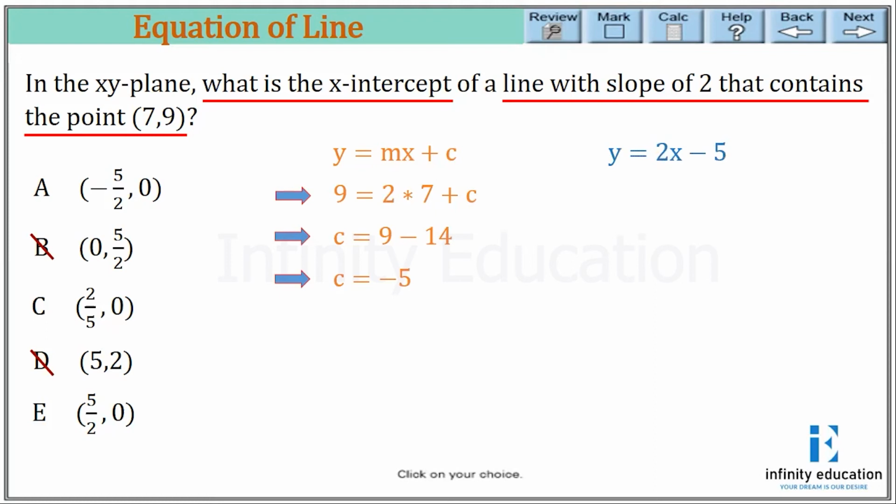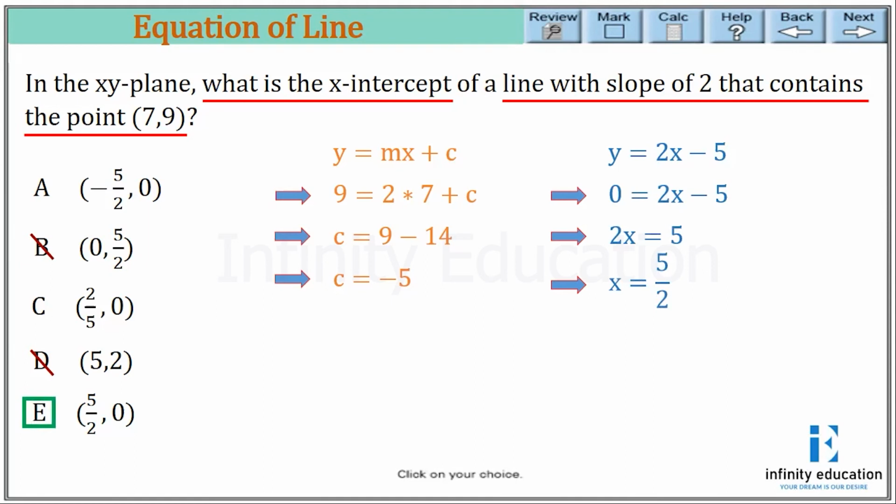Now, as we are looking for the x-intercept, we should plug in y equals 0. Let's see what happens. If we put y equals 0, then 0 equals 2x minus 5. So 2x equals 5, so x equals 5 by 2. So the x-intercept of the line with a slope of 2 that contains the point (7, 9), the answer is E. I hope the question is clear to you.